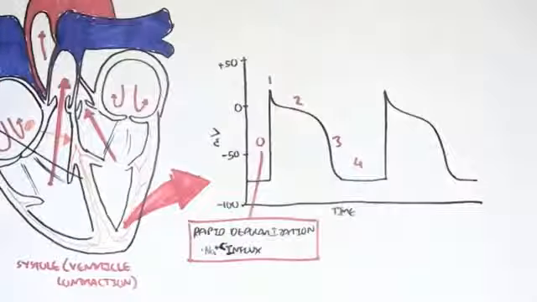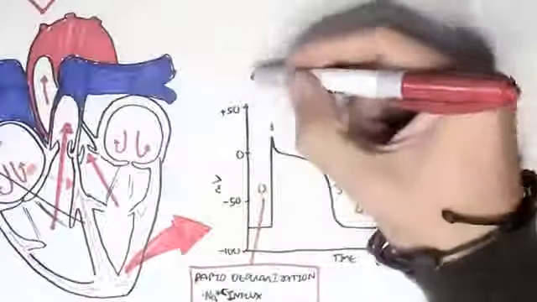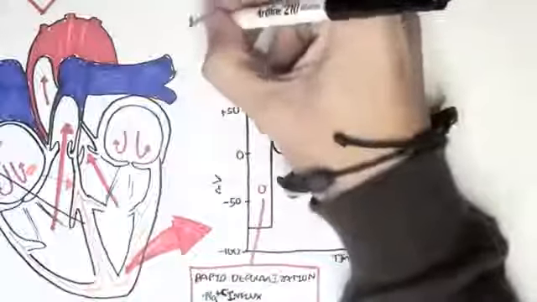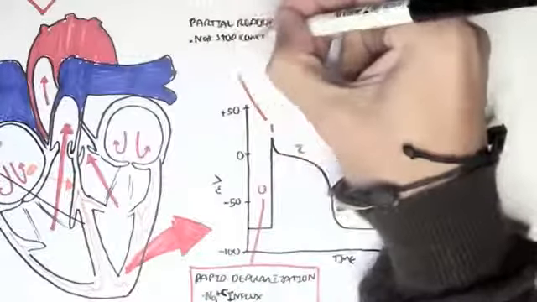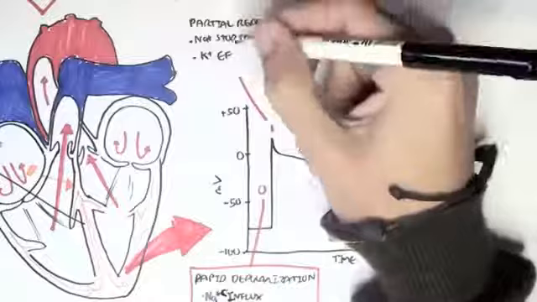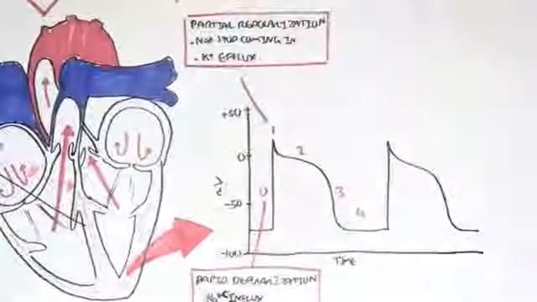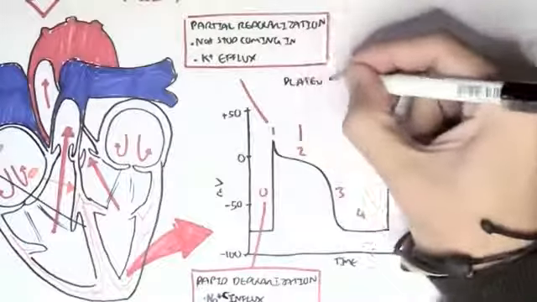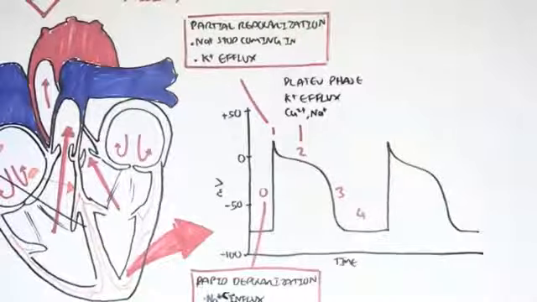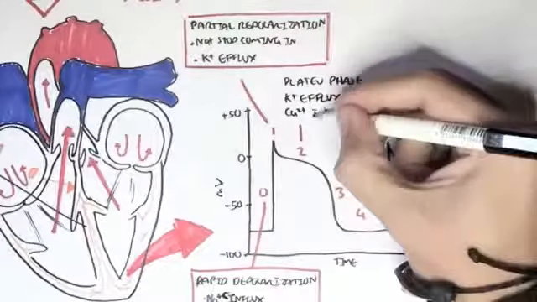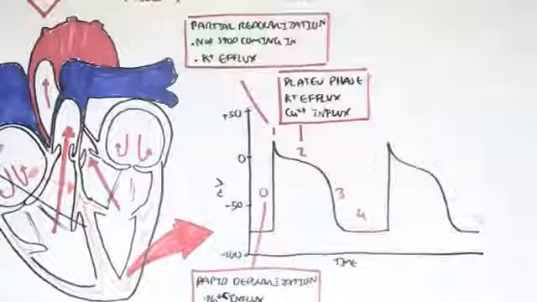Then at phase 1, we have a partial repolarization when the membrane potential partially becomes more negative. This is when the sodium ions stop moving in and the potassium ions we have moving out. So potassium efflux. Then phase 2, we have the famous plateau phase, when the potassium ions are actually still moving out, but we also have calcium ions moving in. So it's like balancing each other out. So we have potassium moving out and calcium moving in.